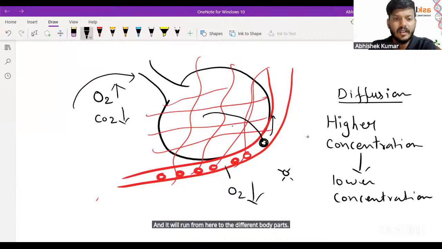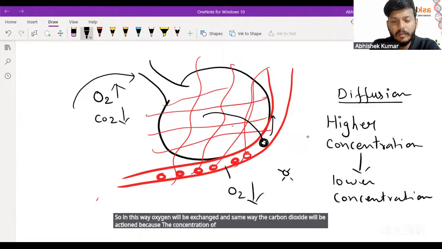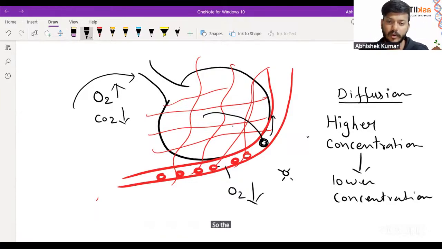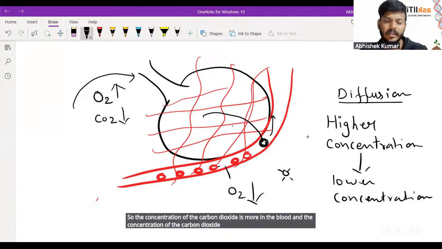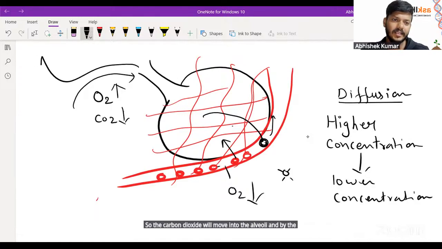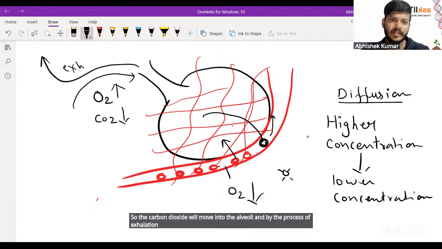So in this way, oxygen will be exchanged, and in the same way the carbon dioxide will be exchanged, because the concentration of carbon dioxide will be more in this blood. Where is this blood coming from? This blood is coming from the organs, right? So the concentration of carbon dioxide is more in the blood and less in the alveoli. So the carbon dioxide will move into the alveoli, and by the process of exhalation, this carbon dioxide will be released into the atmosphere.